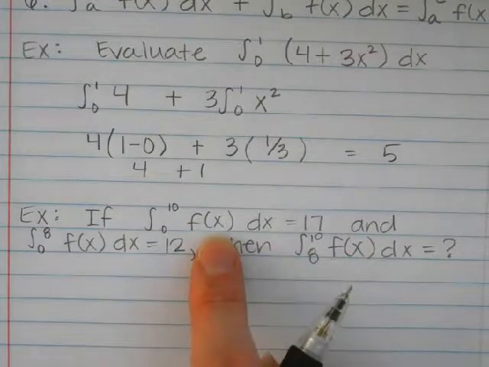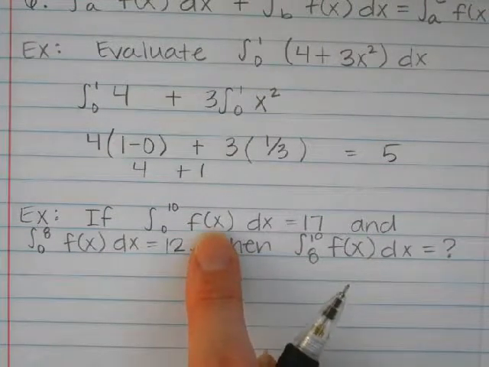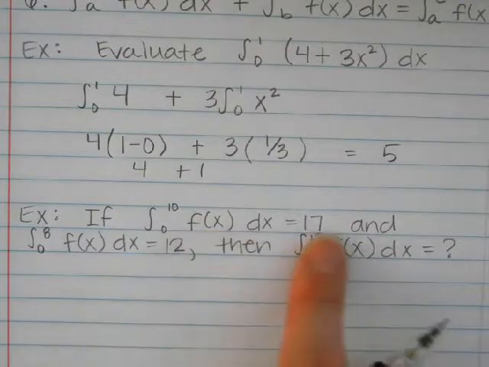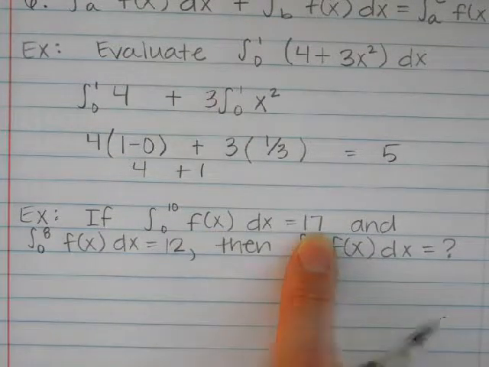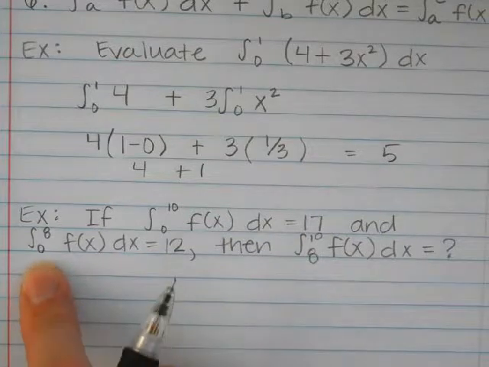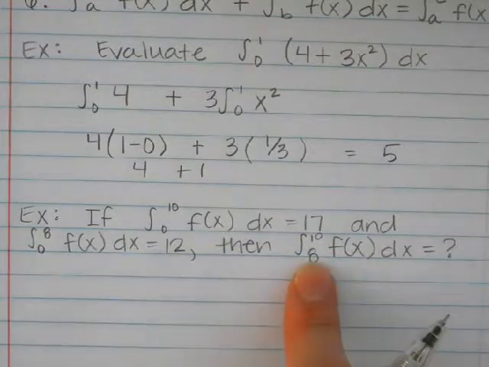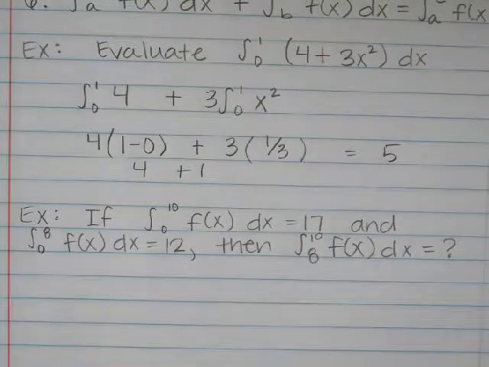So if you have a function and the area under the curve from 0 to 10 is 17, and if you do from 0 to 8, so you're not doing the whole area now, just x values of 0 to 8, and that area is 12, then what should the area have been from 8 to 10? She needs 5. Yeah, 17 minus 12 is 5. So which property is that? That's using number 6.